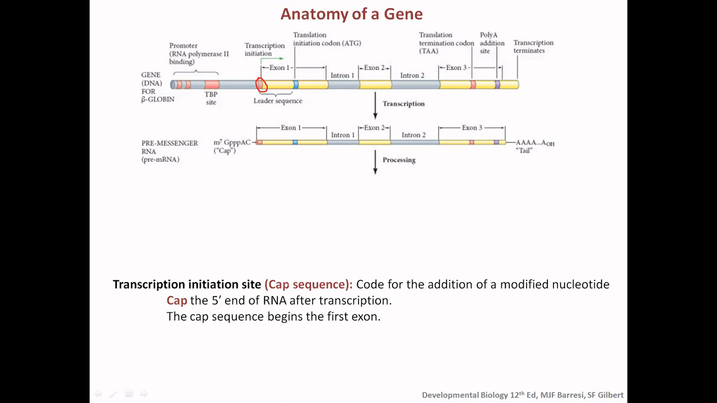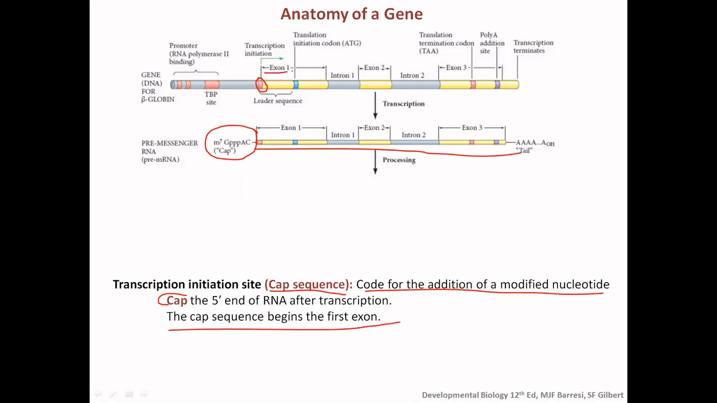This is also called the cap sequence. It calls for the addition of a modified nucleotide, the cap. So we see this is the synthesized mRNA, and we can see at the 5' end there is a cap, G triple P. So this transcription initiation site is also called the cap sequence. Immediately after the synthesis of the mRNA, it is capped at the 5' end after transcription. And the cap sequence begins the first exon. So this is the first exon. What is an exon? The coding sequence, which we will also discuss here.